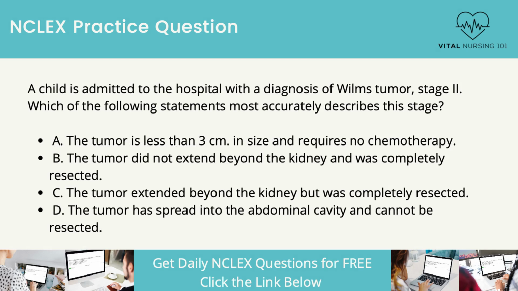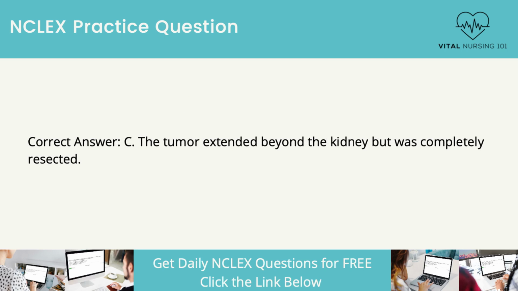A child is admitted to the hospital with a diagnosis of Wilms tumor, stage 2. Which of the following statements most accurately describes this stage? The tumor is less than 3 centimeters in size and requires no chemotherapy. The tumor did not extend beyond the kidney and was completely resected. The tumor extended beyond the kidney but was completely resected. The tumor has spread into the abdominal cavity and cannot be resected. The correct answer is the tumor extended beyond the kidney but was completely resected.